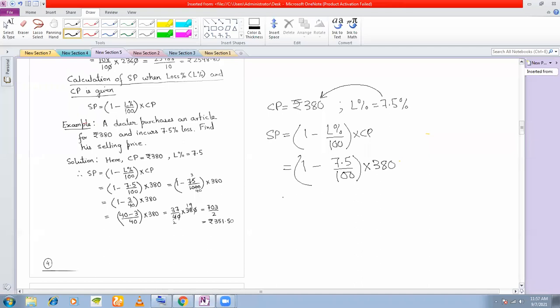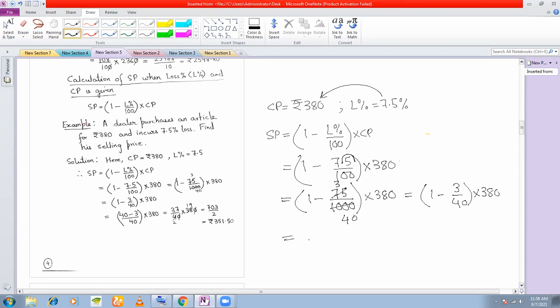Okay. So how do you calculate this? What you do here is you shift one decimal and you give an extra 0 in the denominator. That means you are shifting this decimal, and therefore you give a 0 in the denominator. Now you can cancel with 25. This will cancel 40 times. This will cancel 3. So you get 1 minus 3 by 40 into 380.